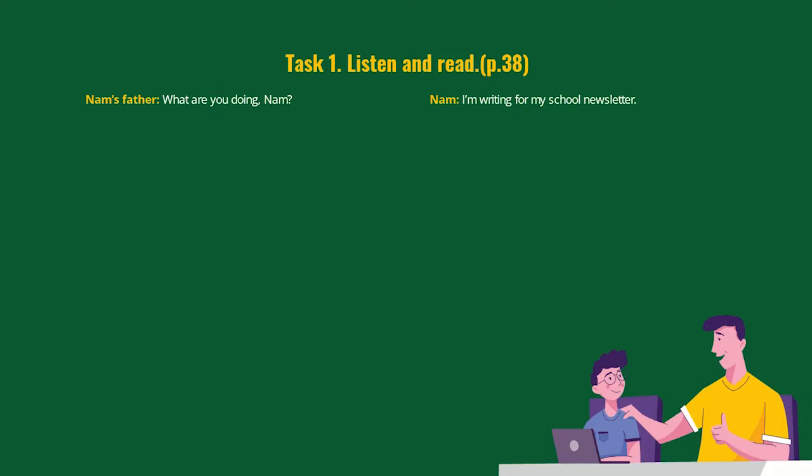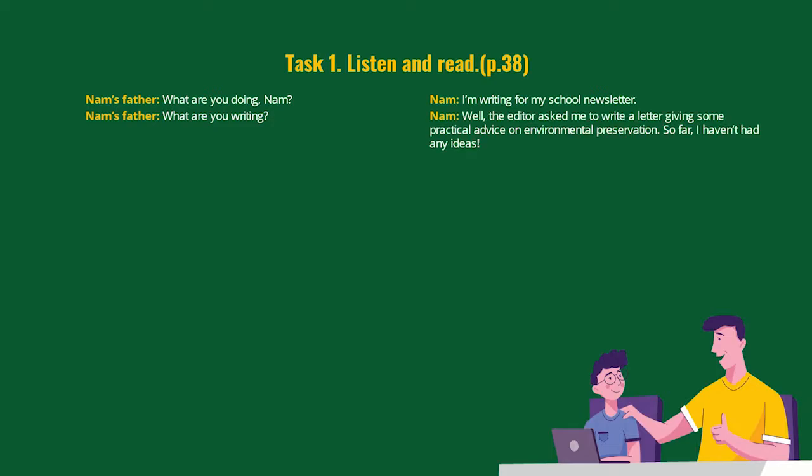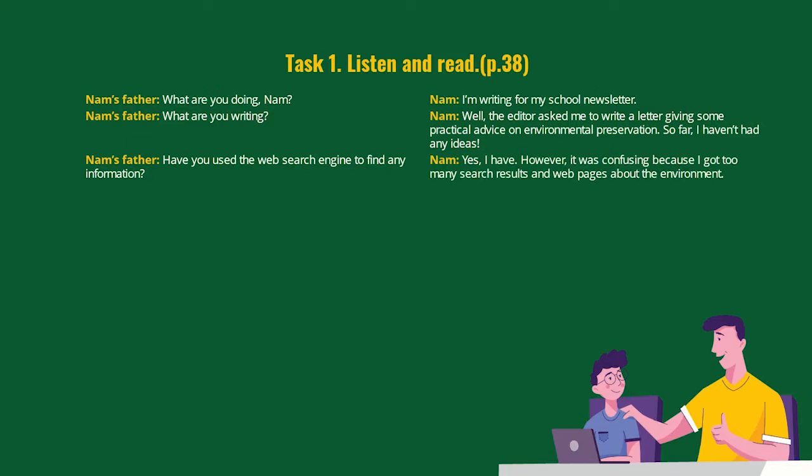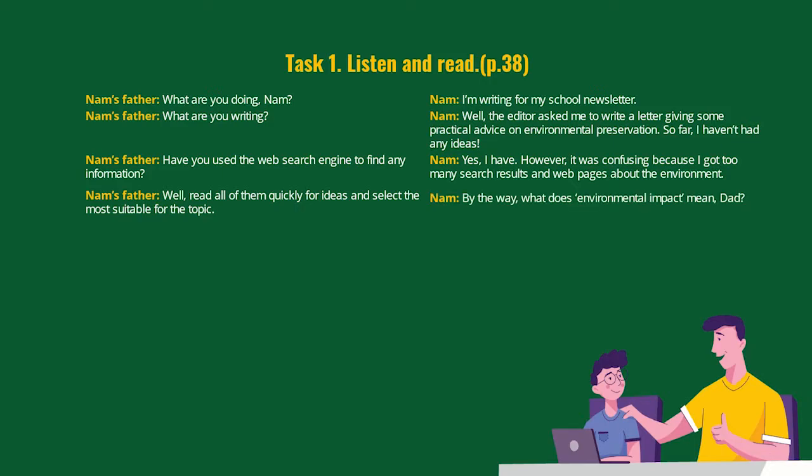What are you doing, Nam? I'm writing for my school newsletter. What are you writing? Well, the editor asked me to write a letter giving some practical advice on environmental preservation. So far, I haven't had any ideas. Have you used the web search engine to find any information? Yes, I have. However, it was confusing because I got too many search results and web pages about the environment. Well, read all of them quickly for ideas and select the most suitable for the topic.